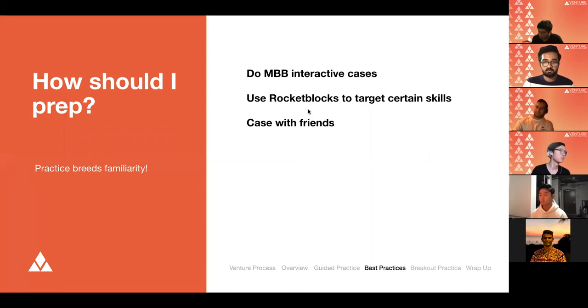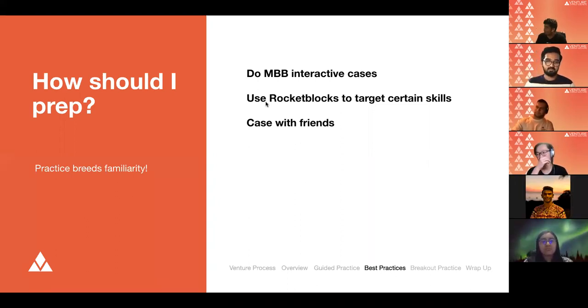There's a website called Rocket Blocks. Definitely don't pay for it. It's really expensive, but they have a week-long free trial, which is more than enough time to practice for our interview. And then also case with your friends. Always good to have case buddies. Leo and I were case buddies whenever we were going through consulting recruiting, so that was a great time.